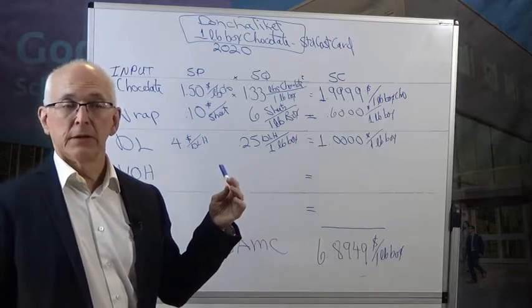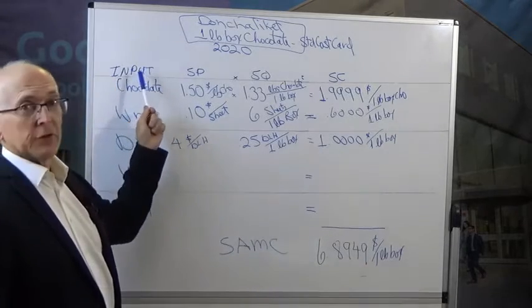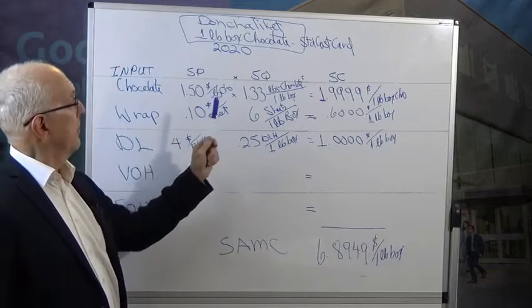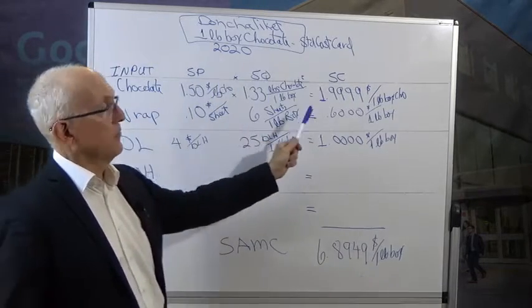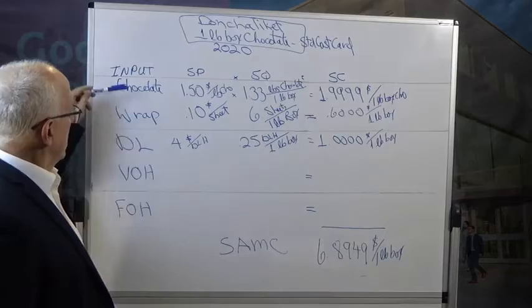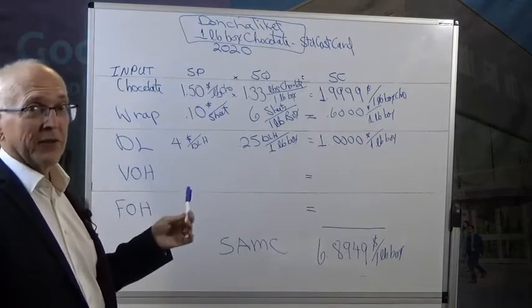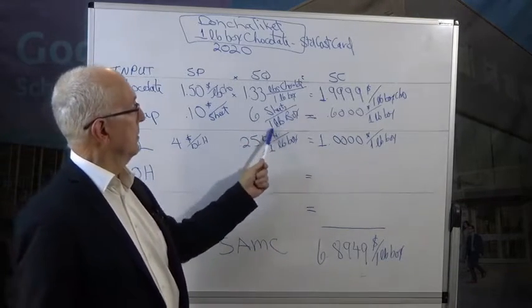Now we'll move on to the different lines. So here the layout is the inputs, like I had in that prior example: standard price times standard quantity equals standard cost. All of these are fairly easy, although not totally easy. You're going to find you'll get stumped with this one.